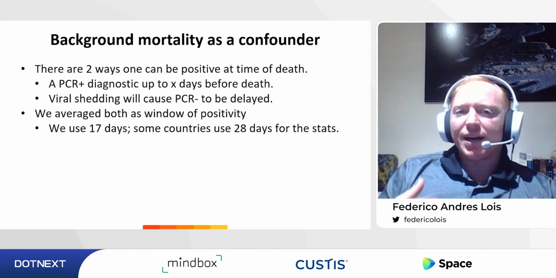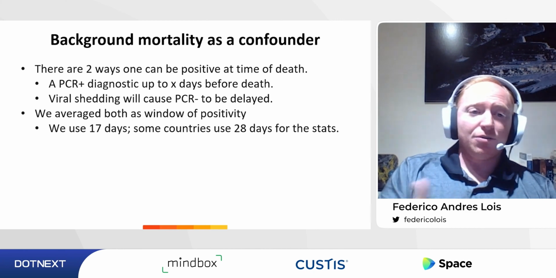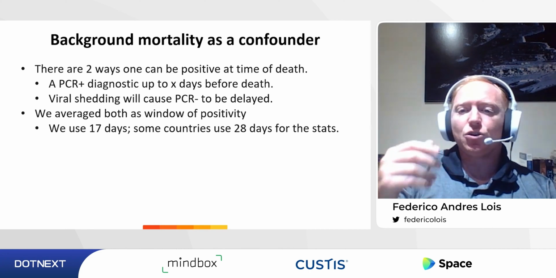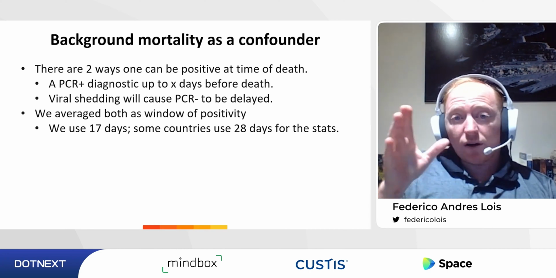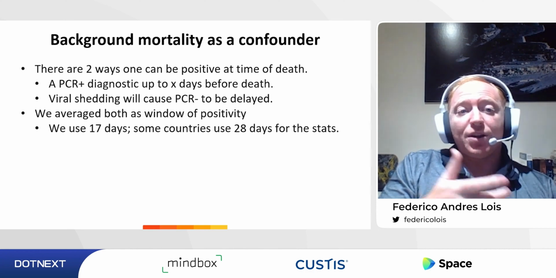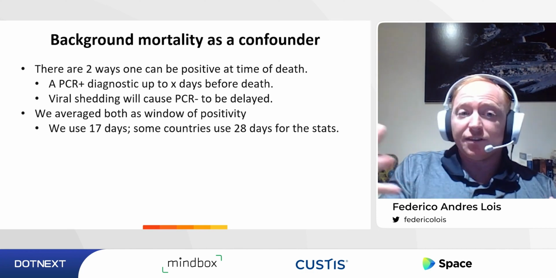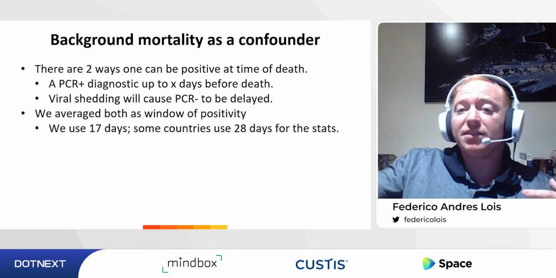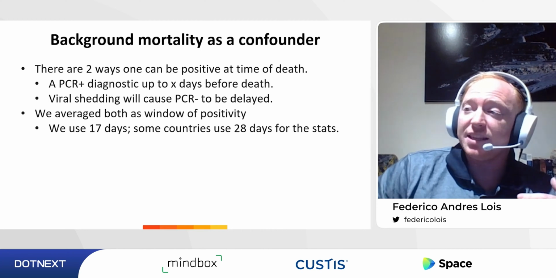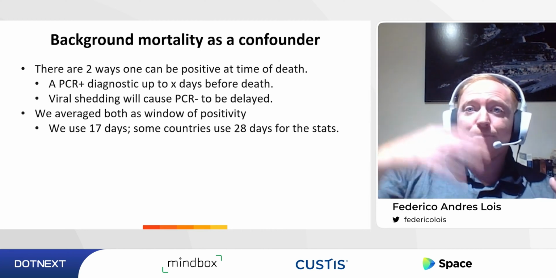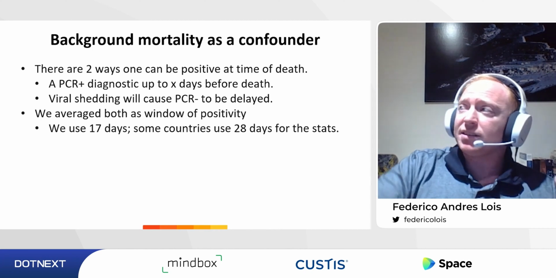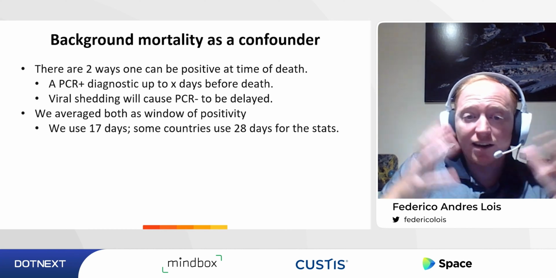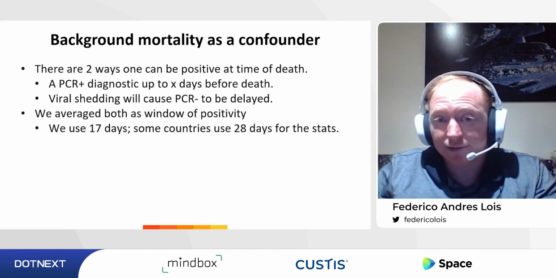So there are two ways one can be positive at time of death. Either you have a PCR positive diagnostic up to some amount of days before death, usually 28. Or it also can happen that, hey, we are using PCR. PCR is a pretty sensitive test. So you can have viral shedding that will cause the PCR negative to be delayed in time. So some people have viral shedding and they finish at 17, some other at 30, and some other at 6 months from now and still positive. But they're not infectious. They're just positive.